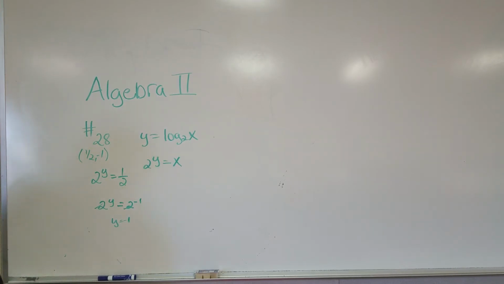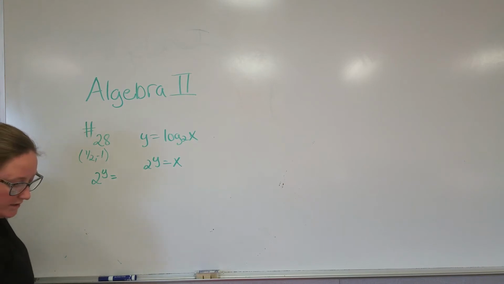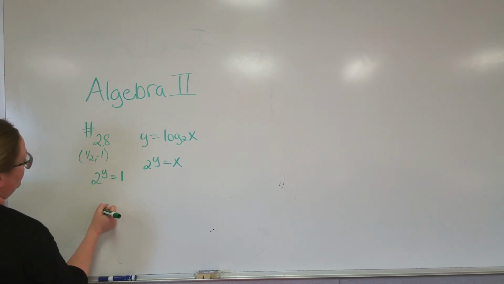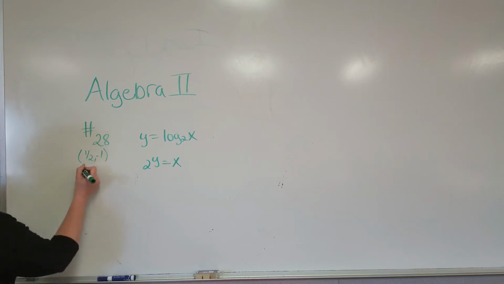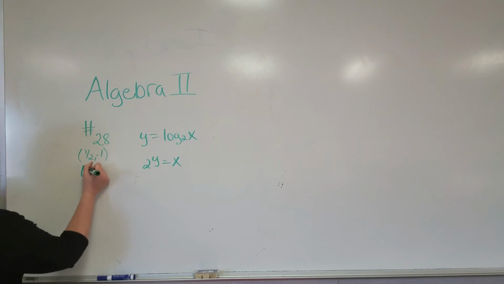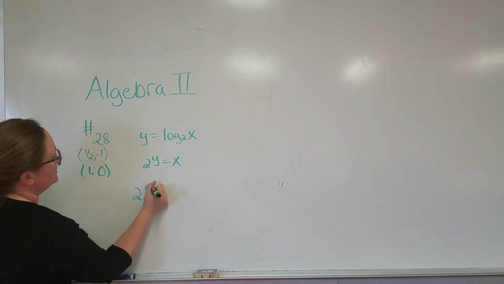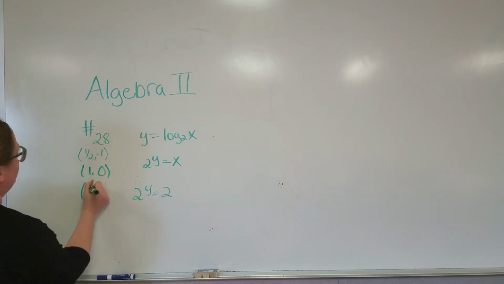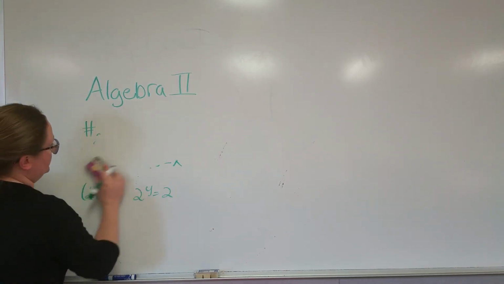The next one, you're going to say 2 to the power of y equals, what's the next point? 1. So 2 to the power of what equals 1? Well, 2 to the power of 0 equals 1. Anything to the power of 0 equals 1. So when x is 1, y had to be 0. When x was 2, 2 to the power of what equals 2? Well, 2 to the power of 1 equals 2. So when x is 2, y equals 1. Fill that out, and then again in number 29, add those points you found to the graph.